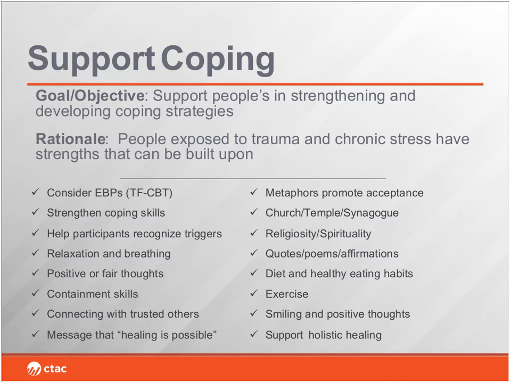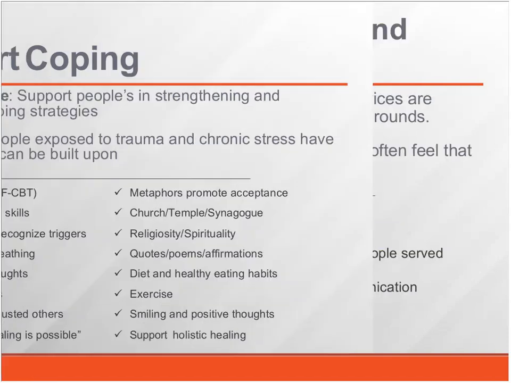But in addition to that, there are many other approaches that we can think about, helping children and families connect to, if it's important in their lives, their church, temple, synagogue, religious and spiritual beliefs that can help to promote coping, and quotes, poems, and affirmations. And then also thinking more holistically about diet and healthy lifestyle habits, exercise, and the importance of positive thinking. All of these have to be considered, and they're not always necessarily part of those evidence-based trauma treatments that we look at, but they can also be critically important. Thinking outside the box when we think about treatment services.